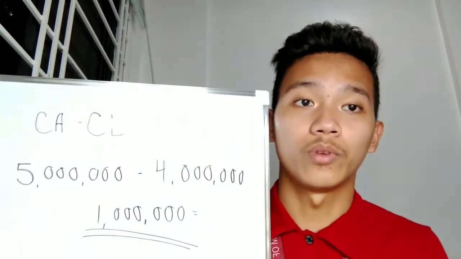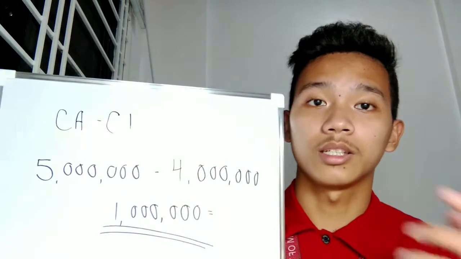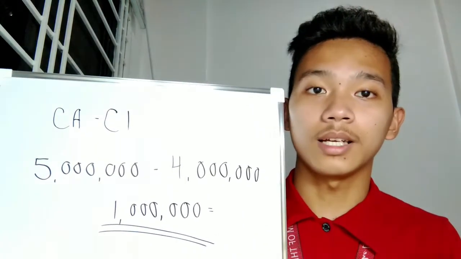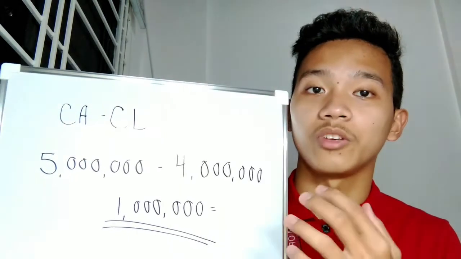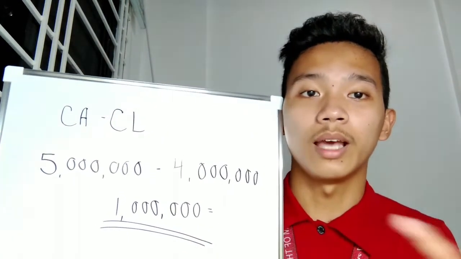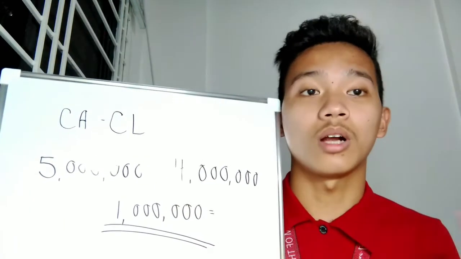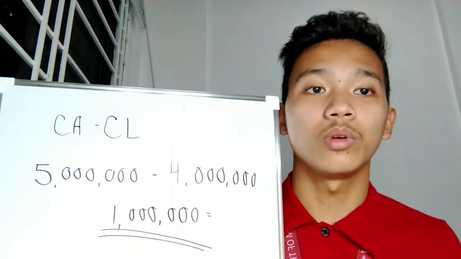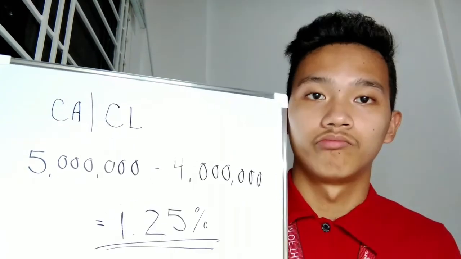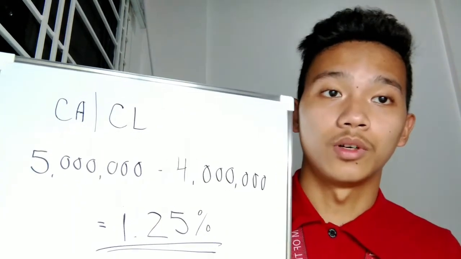First formula is for working capital. The formula is current asset minus current liability. For example, the current asset of the company is 5 million, minus its current liabilities of 4 million. The answer, 1 million, is our working capital, or the money that we can use to run our company for the year 2020.